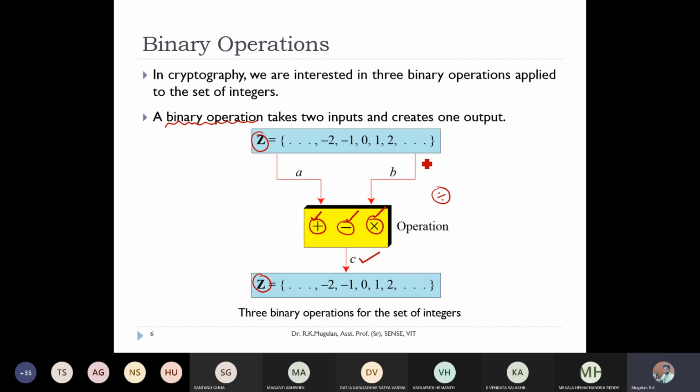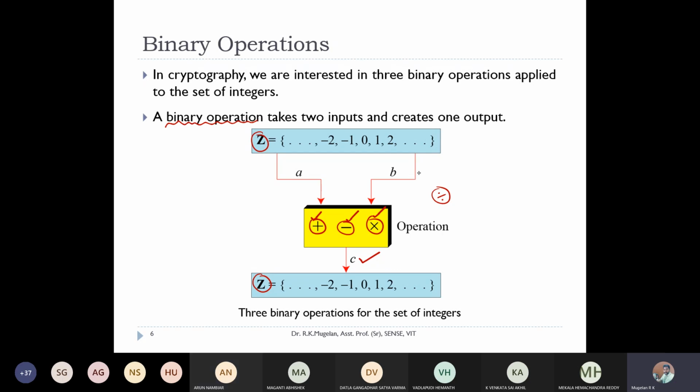So can anyone tell why we can't place division under a binary operation? Why can't division come under binary operation? Any guess why only addition, subtraction and multiplication alone? It doesn't change the type of the outcome. Add, subtract, and multiply give us the integer itself. Okay, you are saying that division won't give whole numbers, it will lead to some decimal values, right? Yes, sir.